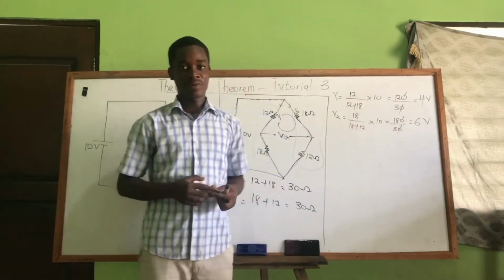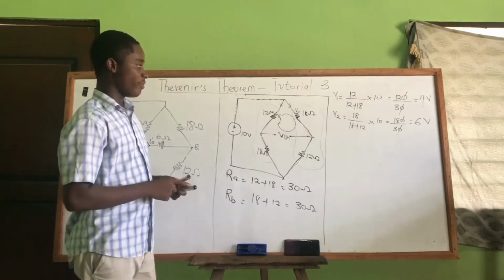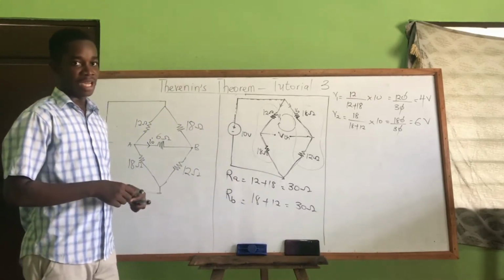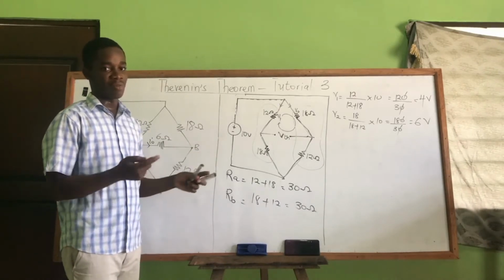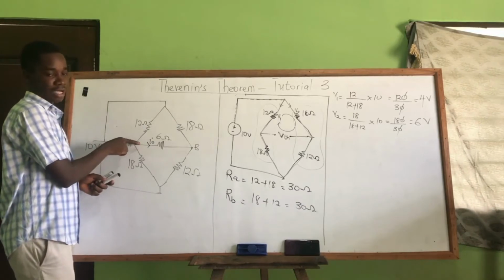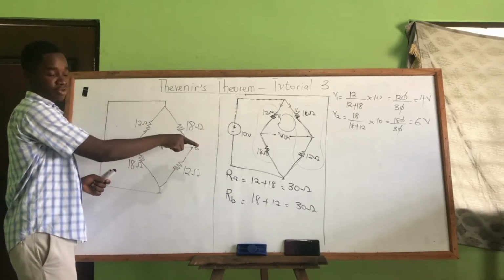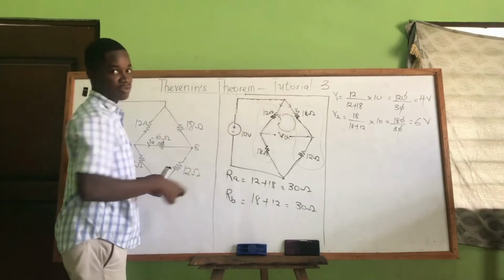Now we are left to calculate VTH. Don't forget, VTH is a voltage, so it will have a polarity. Sometimes if you want to know whether the VTH will have its plus or minus here, you can check the question. They are saying the current you are asked to calculate is moving this way. So you can see that the plus of the VTH will be here, the minus will be there.